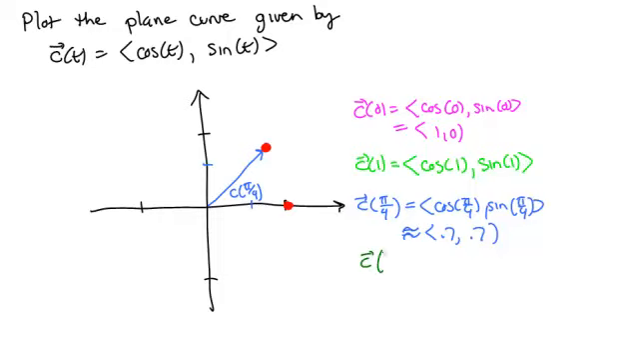at pi over 2. Well, at pi over 2, we're going to get the cosine of pi over 2, which is 0, and the sine of pi over 2, which is 1. That means we'll get this point, this vector and point right here.